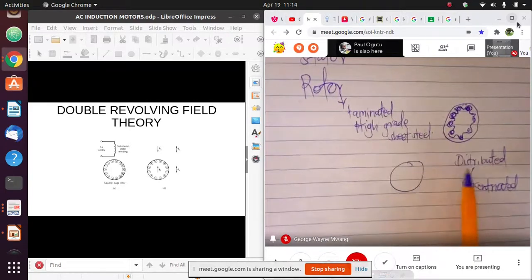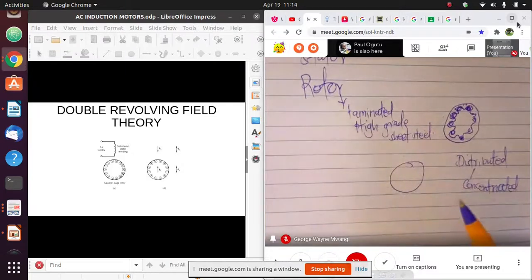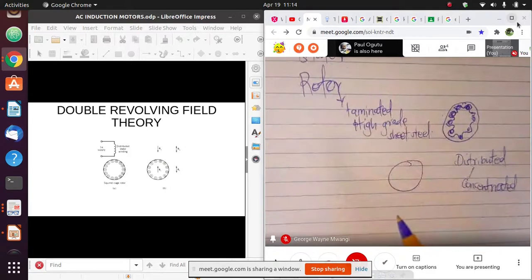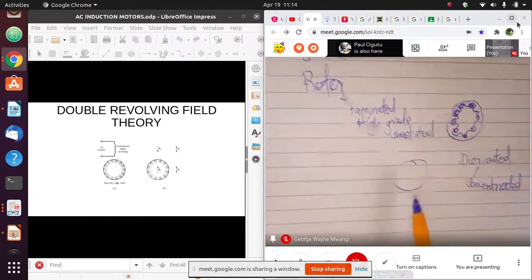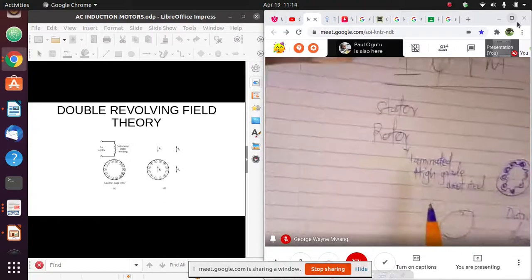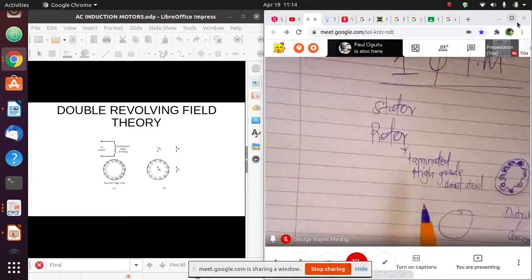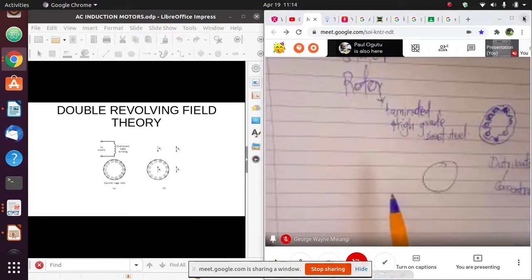Now, as we know, the rotor is within the stator. Now we've seen that in the single phase motor, the single phase rotor, we have been told that it is not self-starting. I don't know if you heard that part in that video.